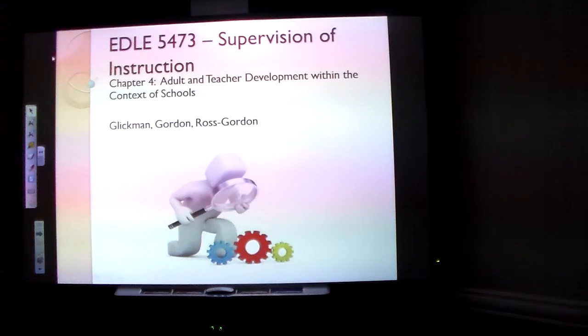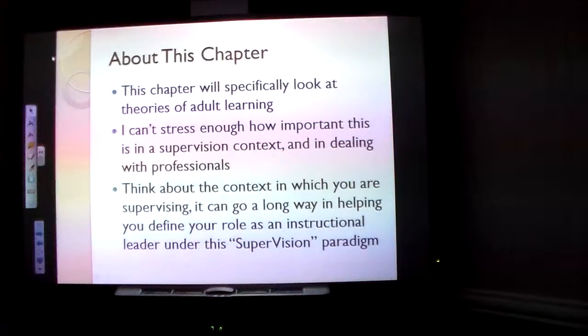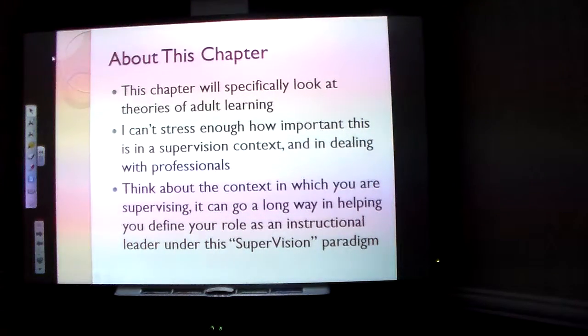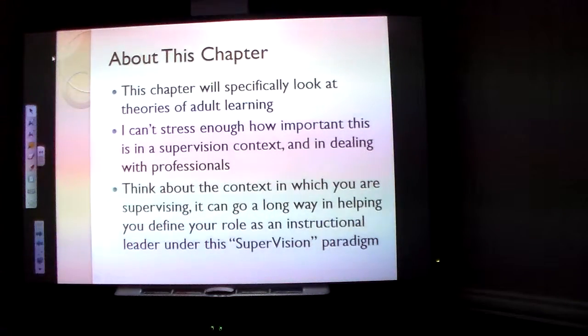Hi everybody, welcome to what will be a longer chapter in our discussion when we're talking about adult and teacher development in our school system. This is going to be the only chapter that you look at in all of our text and all of our programs, unless you're taking a social foundations class, that really looks at adult learning.